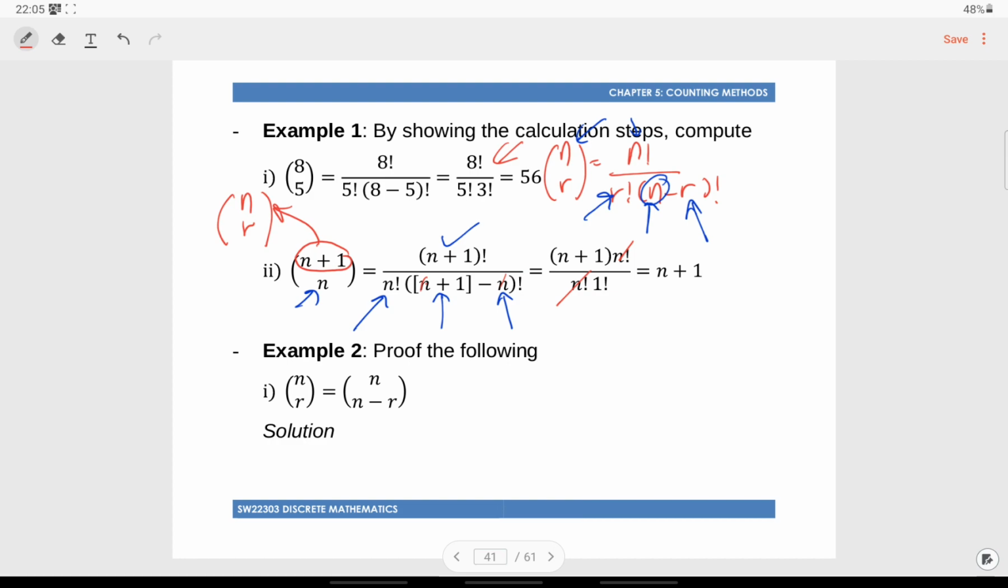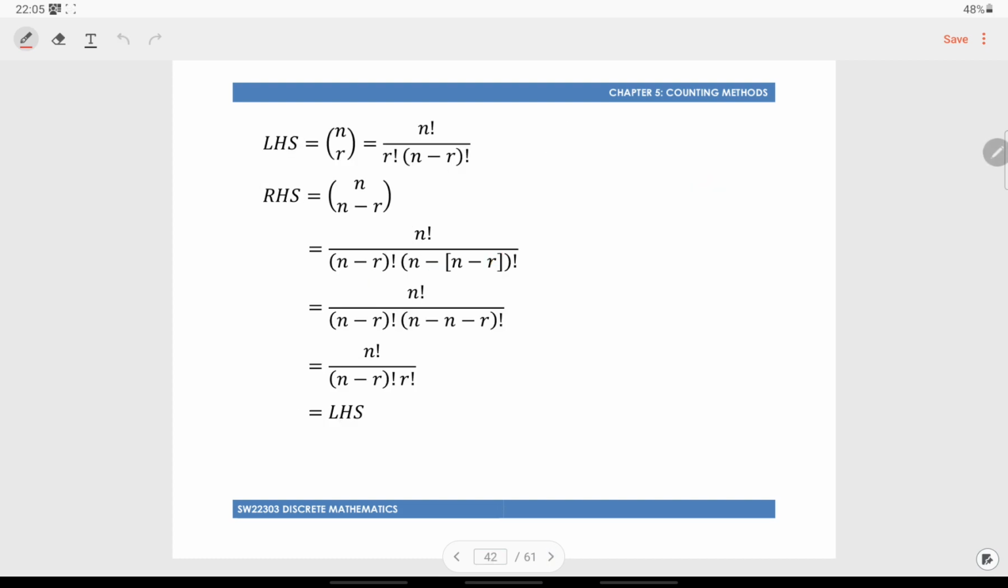Prove the following: n choose r equals n choose n minus r. Okay, so to show this equation is true, we need to prove that the left hand side equals the right hand side. And we need to refer back to the original formula for n choose r. Okay, at the left hand side we have n choose r equal to this formula, and at the right hand side we have n choose n minus r.